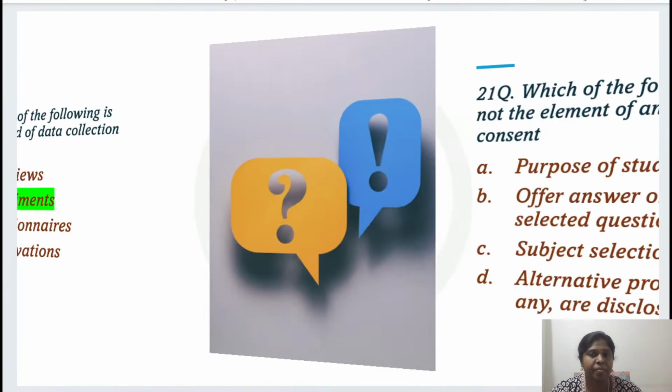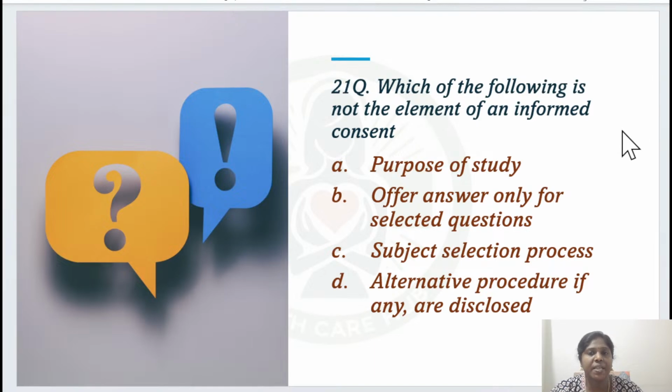Next question. Which of the following is not an element of an informed consent? When you are doing any research study, we are supposed to get an informed consent, meaning what my study is about, what you will be doing in this procedure, how you are going to help me in this study.